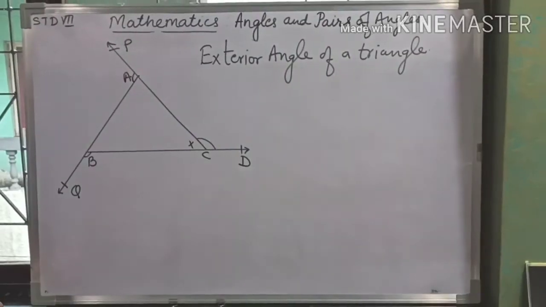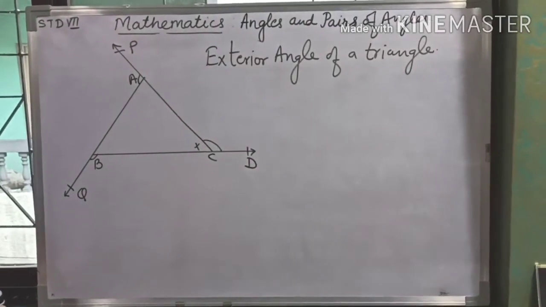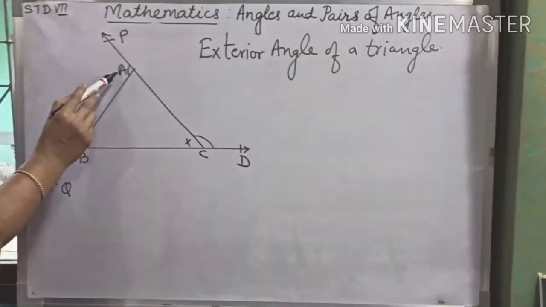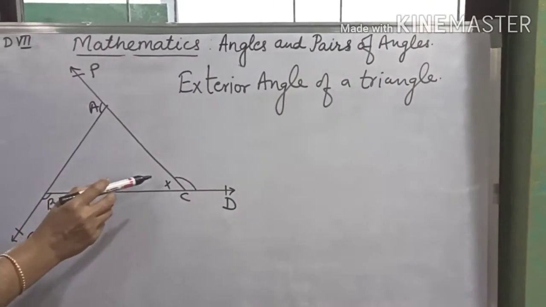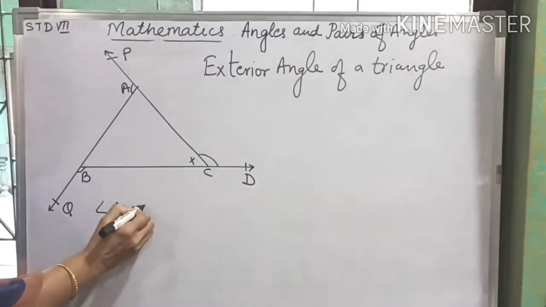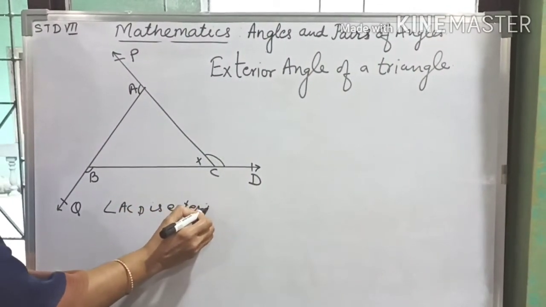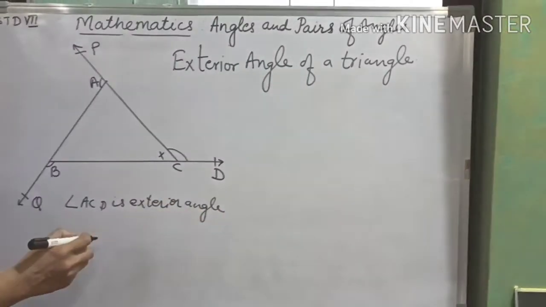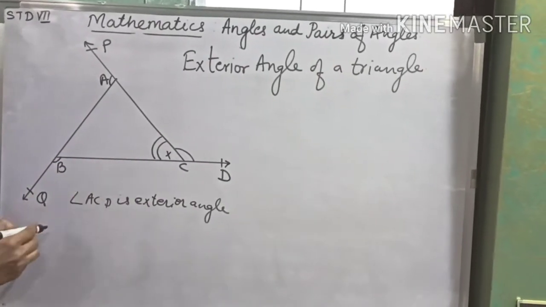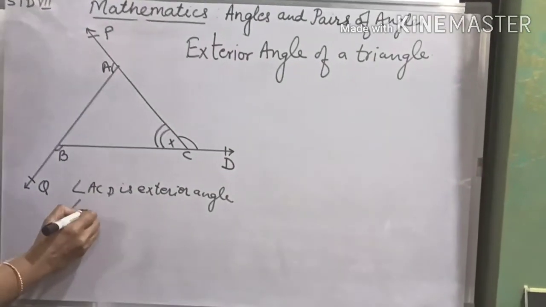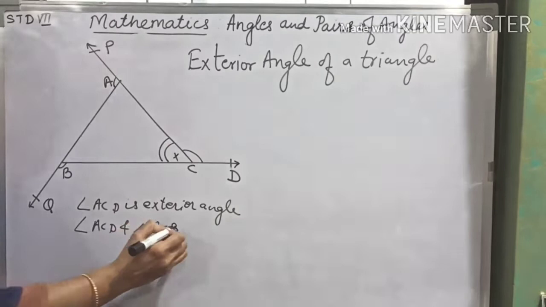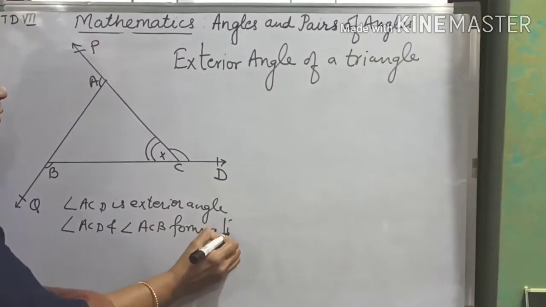Now we are going to learn about the next part, exterior angle of the triangle. Look at this triangle, triangle ABC. Angle ACD is outside the triangle. It is called exterior angle. Here angle ACD is exterior angle. Angle ACD and angle ACB form a linear pair.